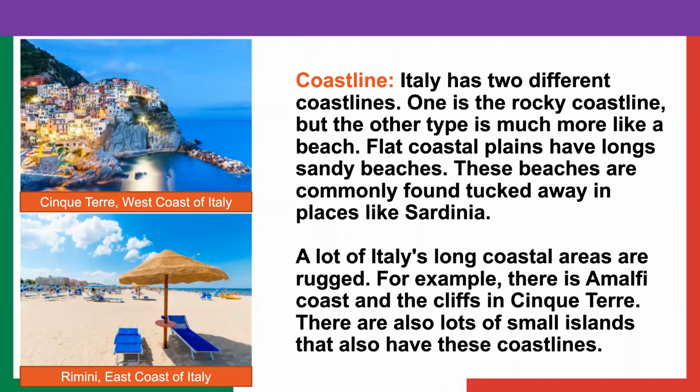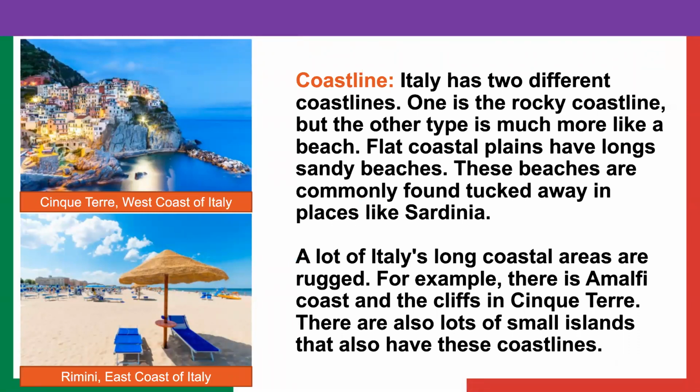We have a lot of coastline, like we've mentioned. There's two different types of coastline in Italy. One is more like this top image here in Cinque Terre on the west coast of Italy, which is much more rocky, so a lot of rocky coastline. Whereas the other one is more beach-like, what we're used to, sandy beaches. These beaches are commonly found tucked away in places like Sardinia.